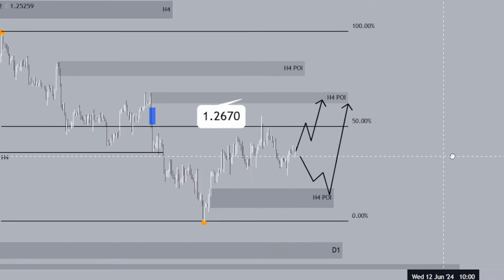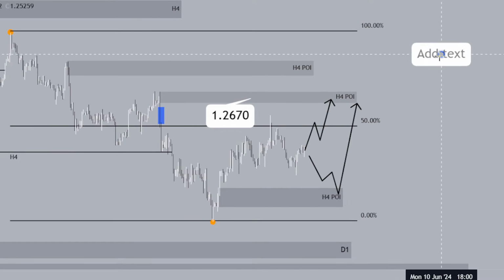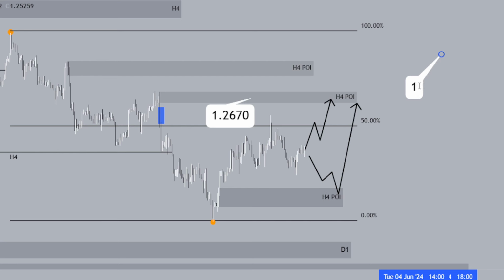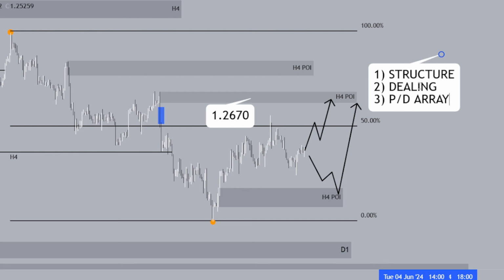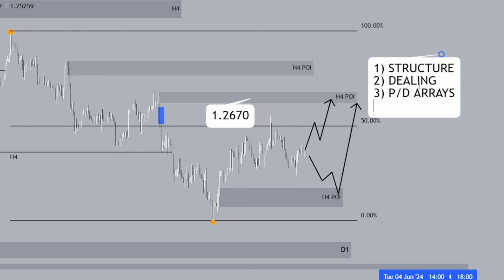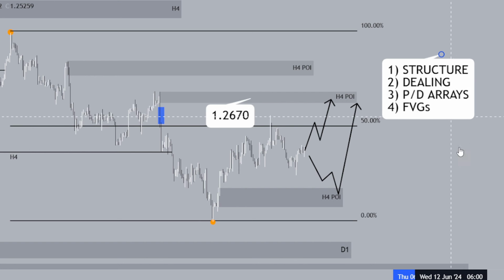If there's nothing else you took from this video, please understand how to build a natural bias on any market. Mark out your structure, understand your dealing range, understand where the premium and discount arrays are, and last but not least, where are the POIs? Where are the fair value gaps? Where is price headed to next, right? We want to aim for premium POIs and discounted POIs, which are simply fair value gaps in the market, right?